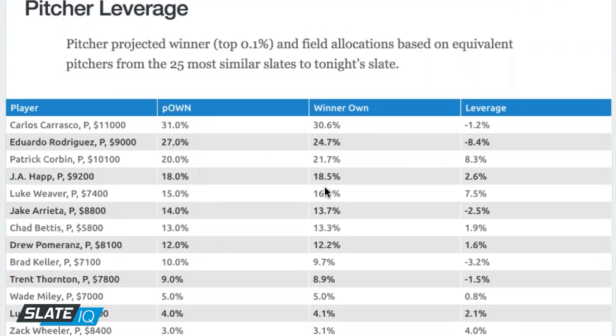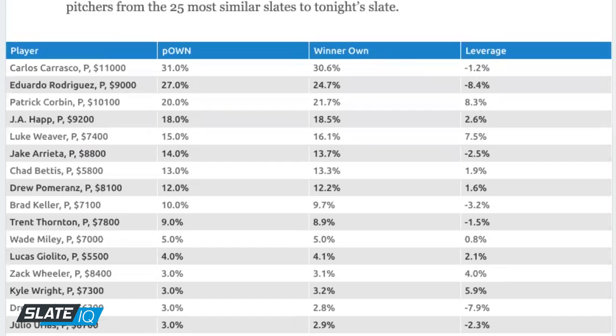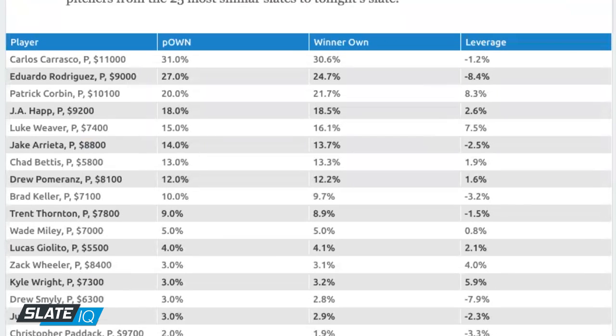And then we look at similar pitchers from these slates, and we say, how often were they in winning lineups, and then the leverage that you're seeing in all of these different ones. So again, as we're scrolling down here, you can see we have every single pitcher on the slate, and we think that's a pretty important and valuable tool there.